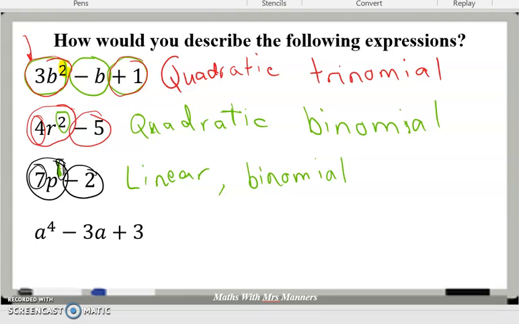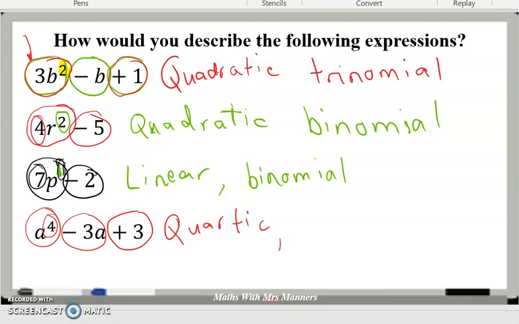All right, last expression. I can see the degree is 4, so it's not a quadratic. That must have a degree of 2. It's actually called a quartic because the degree is 4. We actually refer to that as a quartic expression. So something else to add to your vocabulary. I have 1, 2, 3 terms, so it is a trinomial. What else can I see? I can see the constant term is 3. I can see the leading term is a to the power 4, and I can also see the leading coefficient is 1.